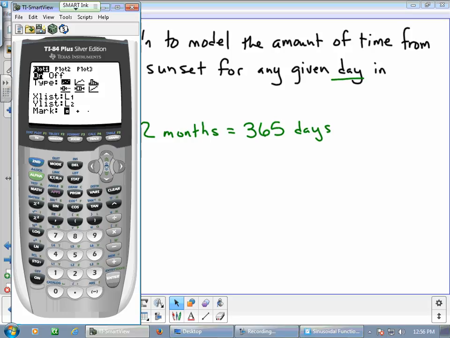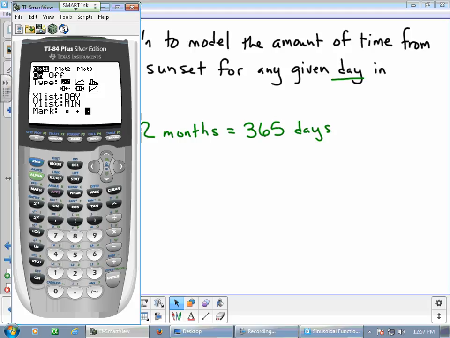And let's see here. I want list day for the X list, and list minutes for the Y list. And I'm going to change these to just the little dots. Okay, so now this is going to plot my days as my X list. My days will be along the X axis, and my minutes of sunlight will be along the Y axis.